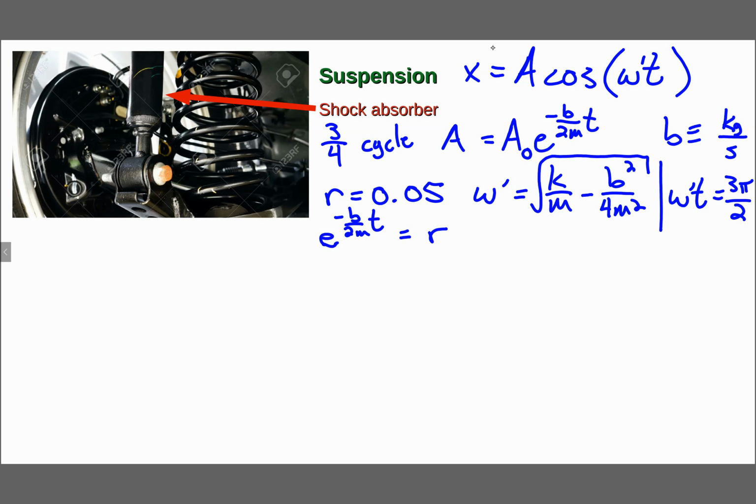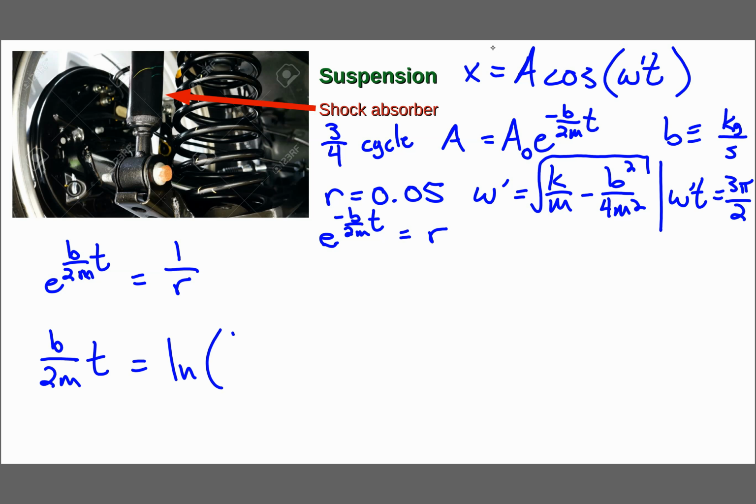So e to the minus b over 2m t, if I flip it, it's e to the b over 2m t, and that's going to be 1 over r, okay? Because the minus sign in a power means that it's on the bottom of a fraction. So if I flip it to the top of the fraction, then I have to flip this r to the bottom of the fraction, right? I have to flip the whole equation. So that's that, and then I'm going to have b over 2m times t equals the natural log of 1 over r, okay?